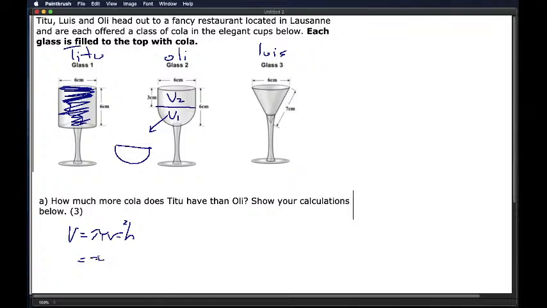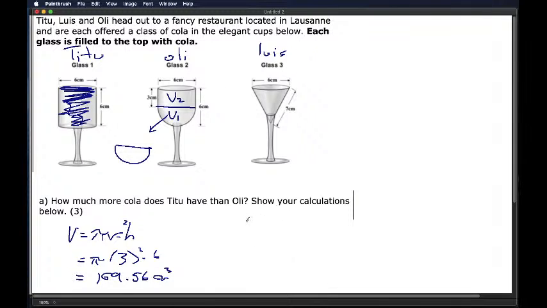For the first one, to calculate the volume in glass 1, it is pi times the radius, which is 3, squared, times the height, which is 6. If we use my calculator, I just got to find it, one moment. All right. If I do that quickly, it's pi times 9 times 6, and I get about 169.56 centimeters cubed. So that's how much is in this glass here.